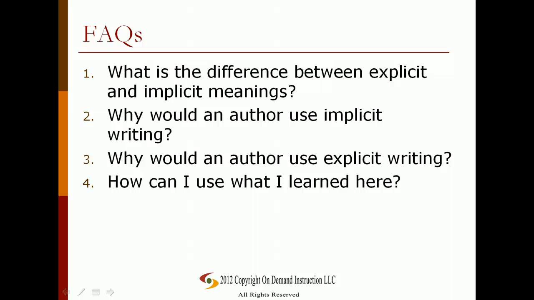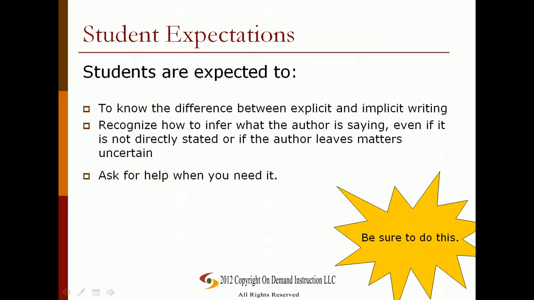How can I use what I learned here? Every text has implicit and explicit meanings. The writer may or may not intend certain messages, but they are there. The meanings are different for each type of individual, depending on culture, age, lifestyle, interests, and beliefs. This should be kept in mind when creating or watching media. The reader has the power to decide if they agree or disagree with the message. As a student, you are expected to know the difference between explicit and implicit writing. You should also recognize how to infer what the author is saying, even if it's not directly stated or if the author leaves matters uncertain.